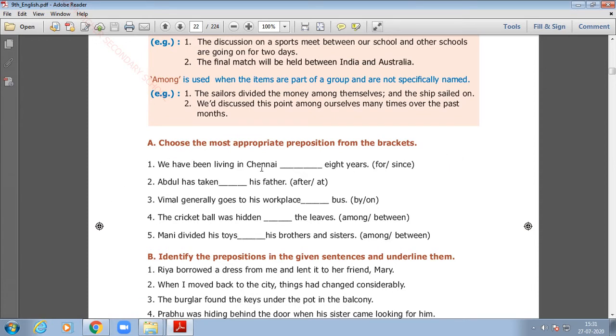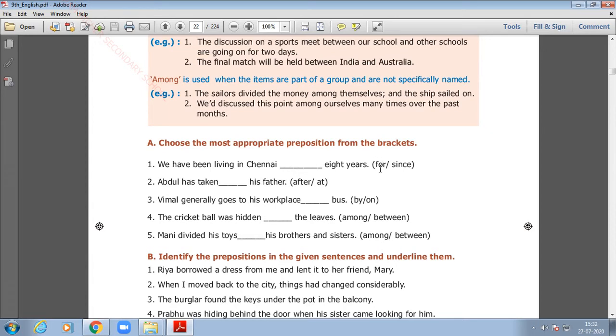Okay, so we have been living, I told you, whenever you use since and for, you have to use only your perfect continuous form. It started once upon a time and it still goes on, or it deals with a particular period of time. Abdul has taken after his father, means he resembles his father. At is again a word of time, a particular time, or a particular place. Now you will have to use this process of elimination, children. Now you understand what is this for and what is this since. Both are time based words only, but since is a word of continuity.